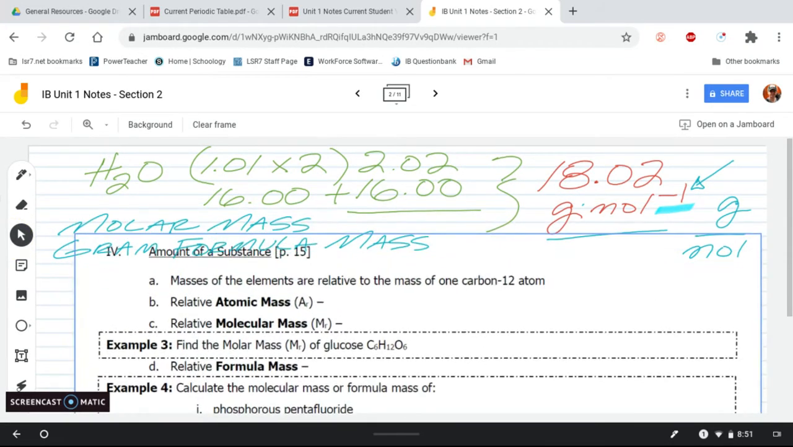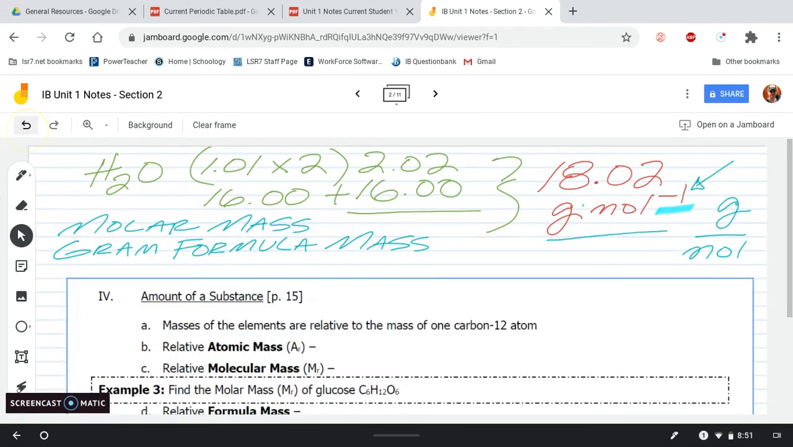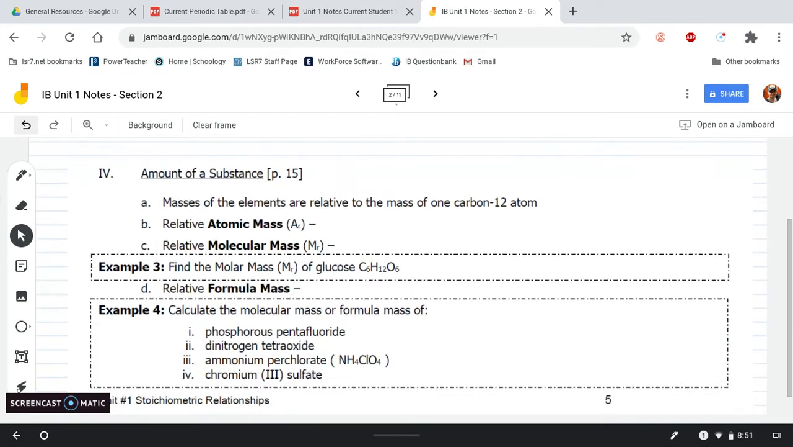If we go down here to D, it says relative formula mass. You just want to write down the same thing. You want to write down that that's the mass of a compound in grams per mole. So we're just talking some slight vocabulary differences.